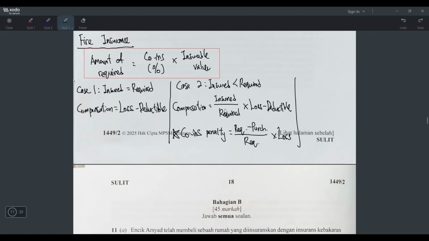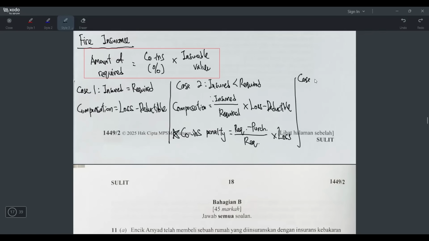Yeah, that's all. And the way I teach my students is just take the other side of the fraction. So for example, to find the compensation, insured over required, let's say this one is 2/5. So the co-insurance penalty will be 3/5. Just take the other side of the fraction. Required minus purchased, so 5 minus 2 is 3, so 3/5. What if this one is 5/7? Then the other side of the fraction will be 2/7, because 7 minus 5 is 2. So just take the other side of the fraction, and then times with the loss. That's how you get the penalty.